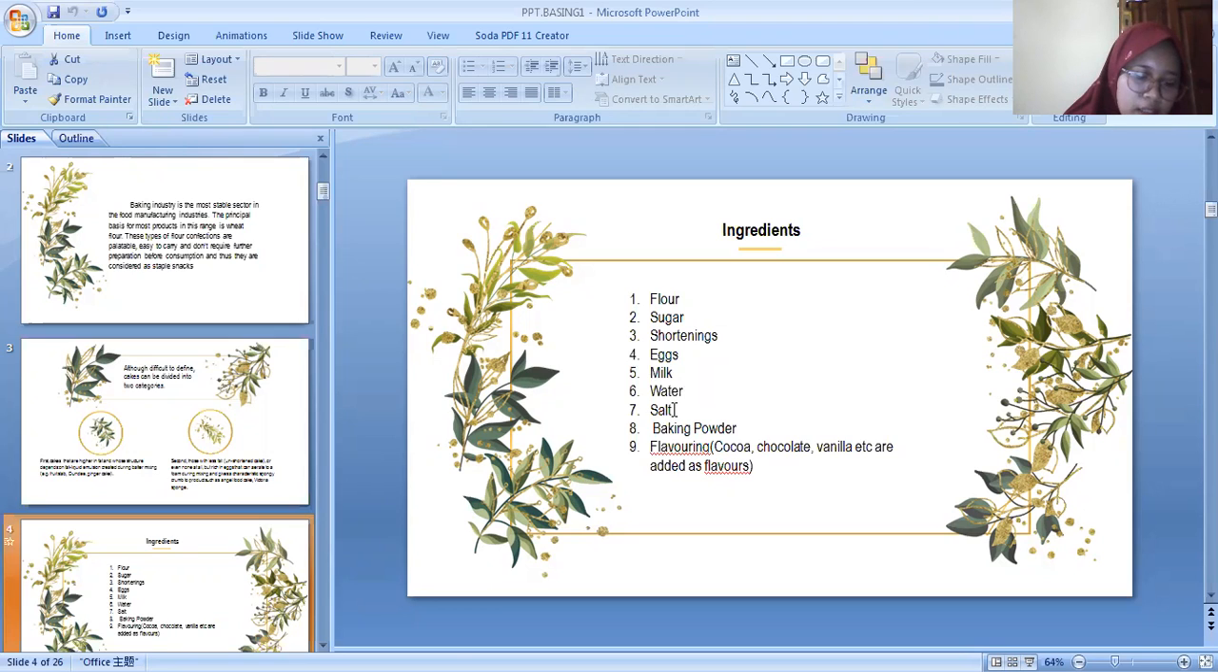7, salt. Salt enhances the natural flavor of other ingredients used in the cake making. 8, baking powder. Baking powder of various types when moistened with water and heated releases gas. Flavoring: cocoa, chocolate, vanilla, eggs are added as flavor.